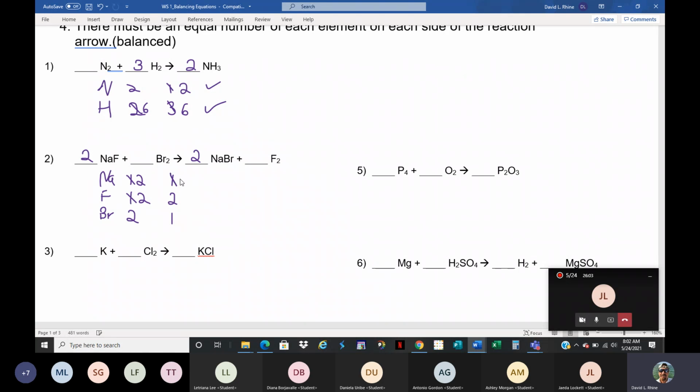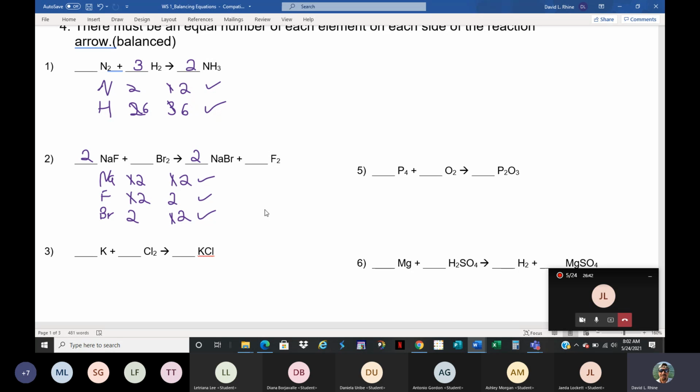See how that works. Now I have 2 sodiums on the right, and now I have 2 bromines on the right, which is serendipitous because I needed 2 bromines on the right. So now we have 2 sodiums on either side, 2 fluorines on either side, and 2 bromines on either side of the reaction arrow. The coefficients are 2, 1, 2, 1, so my greatest common factor is 1.